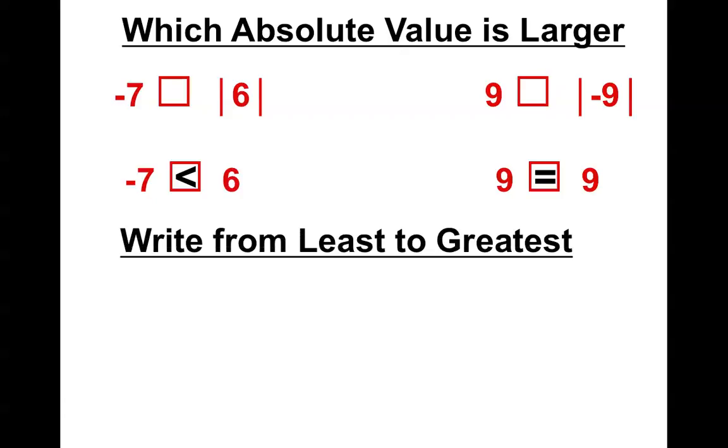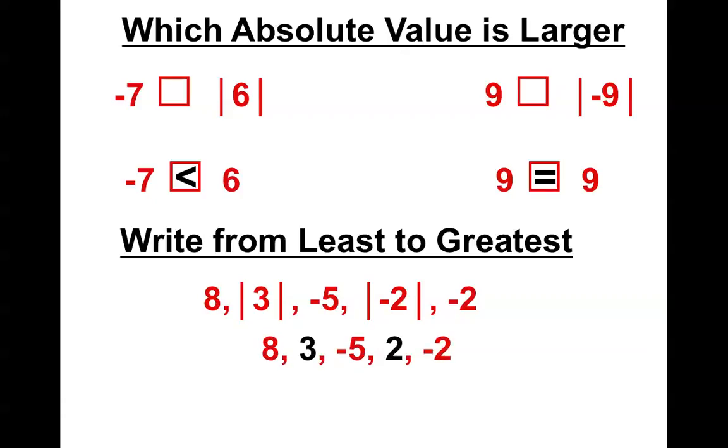The last thing we did was writing numbers from least to greatest. That was where we gave students a list of numbers and wanted to put them in order from least to greatest. Once again, the very first thing that we had to do was find the absolute value of all the numbers. So you'll notice the absolute value of 3 was 3 and the absolute value of negative 2 was 2. Once we had this information, we could put them in order from least to greatest. We put the negative numbers first, negative 5 and negative 2, and the positive numbers next, 2, 3, and 8.